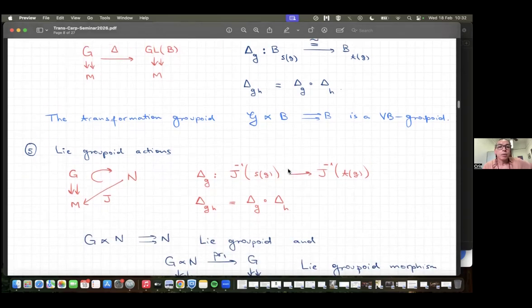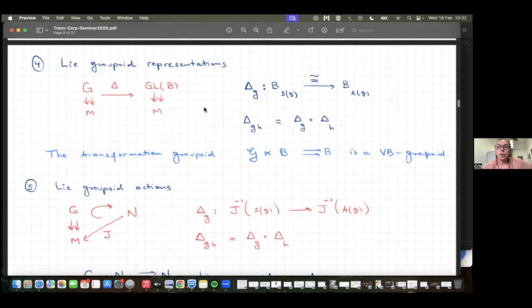Okay. So associated to this linear action of G on a vector bundle, one can construct a new groupoid called the transformation groupoid. And it turns out that this transformation groupoid is an example of a VB groupoid.